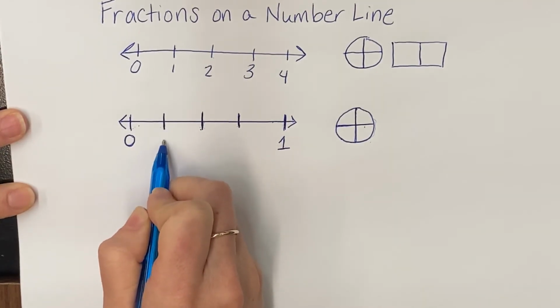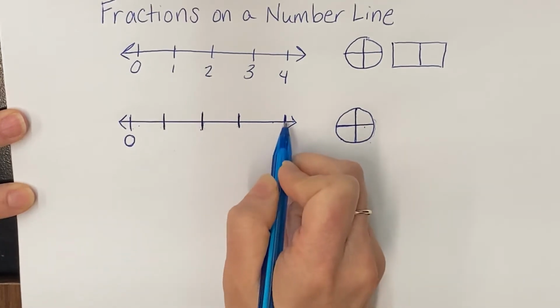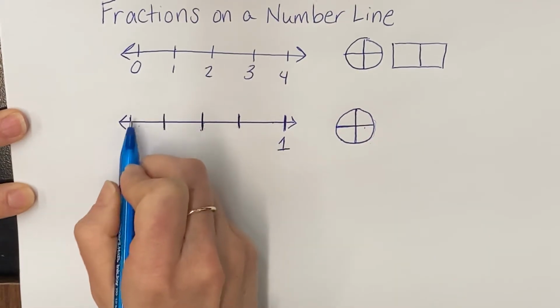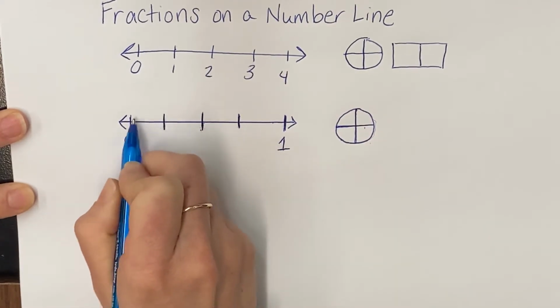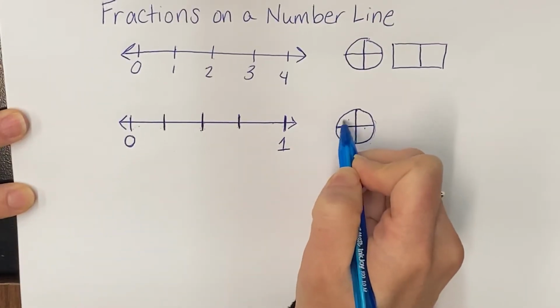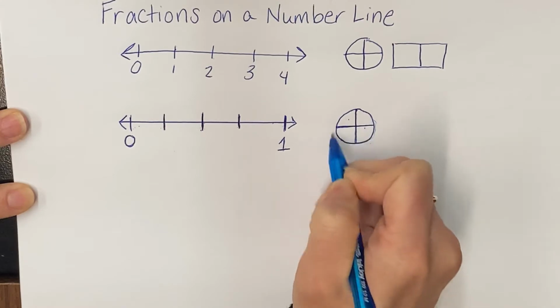Now, to label these as fractions, because this first tick mark, normally in a number line, we would label it 1. But it's not 1 because this is 1. This is 1 whole. This part is just part of 1 whole. Just like this is part of the whole circle.